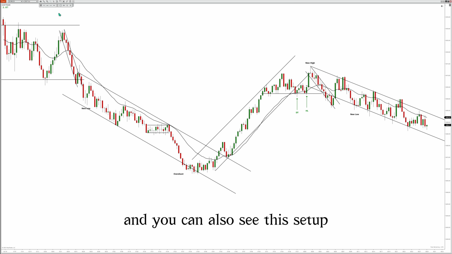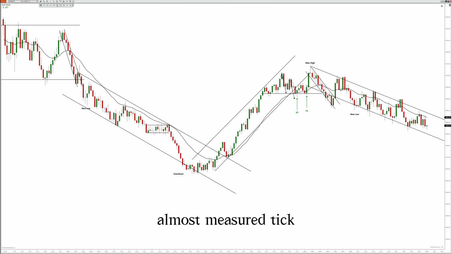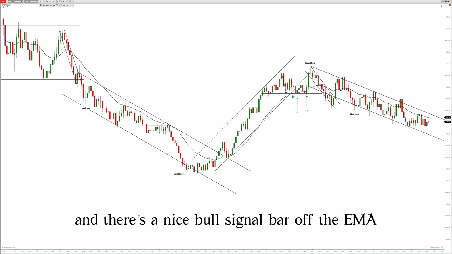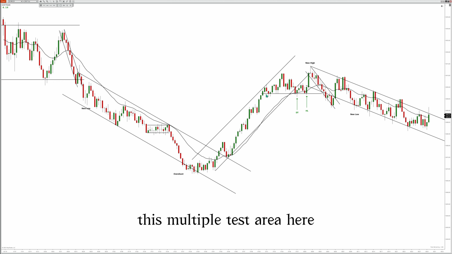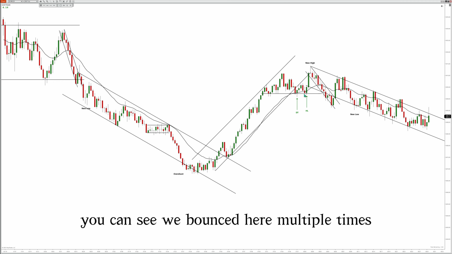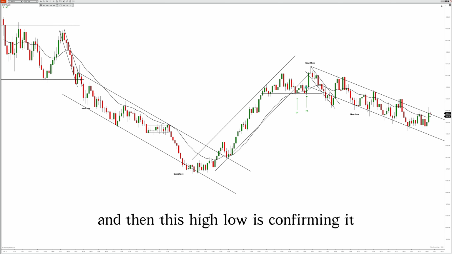And you can also see this setup looks like two visual legs pulling back to the EMA, almost measured tick, and there's a nice bull signal bar off the EMA. And it even offered you a higher low off of this multiple test area here. You can see we bounced here multiple times before this setup formed. You already have a double trap here, nice high probability setup, and then this higher low is confirming it because we didn't push too far away.